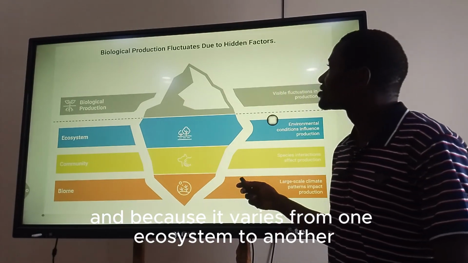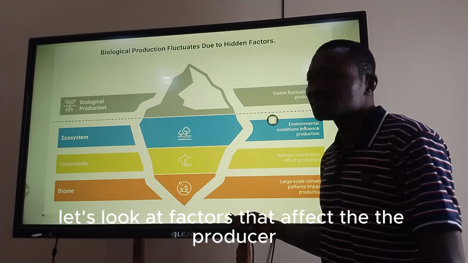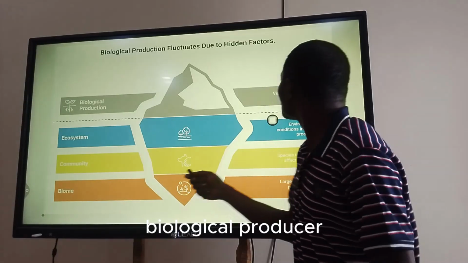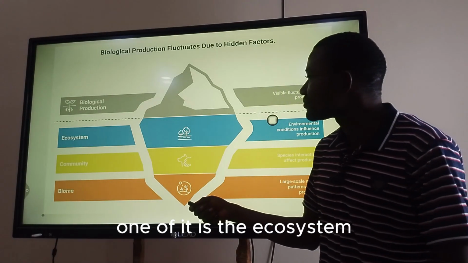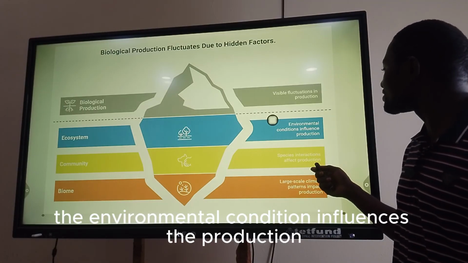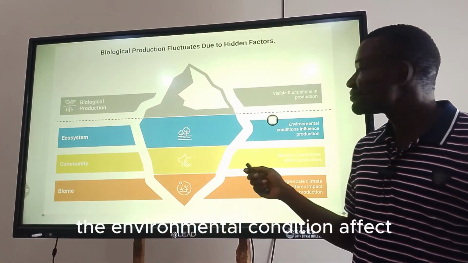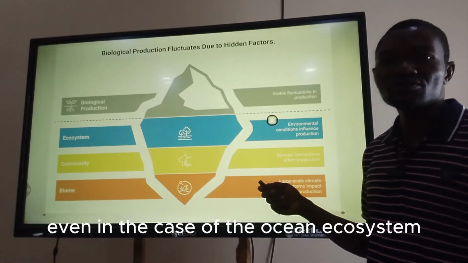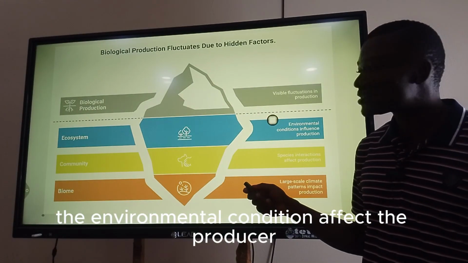And because it varies from one ecosystem to another, let's look at factors that affect the biological producer and cause fluctuation in the production. One of them is the ecosystem. We say the environmental condition influences the production. In the case of the land ecosystem, the environmental condition affects the terrestrial plants. Even in the case of the ocean ecosystem, the environmental condition affects the producer, the algae.